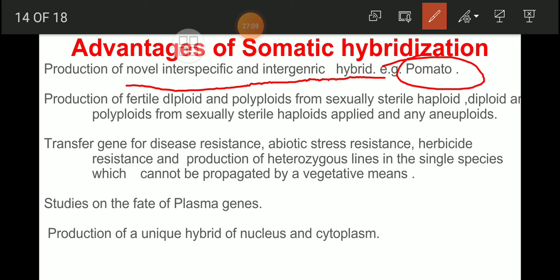Fused the two protoplasts with the help of a fusogen, then further developed into a pomato plantlet. Actually, this is not available in nature right now, because you have to keep in mind, I used to say that nature has the final right to give a chance to an organism either to be on the earth or not to be on the earth. So the final decision is of nature.